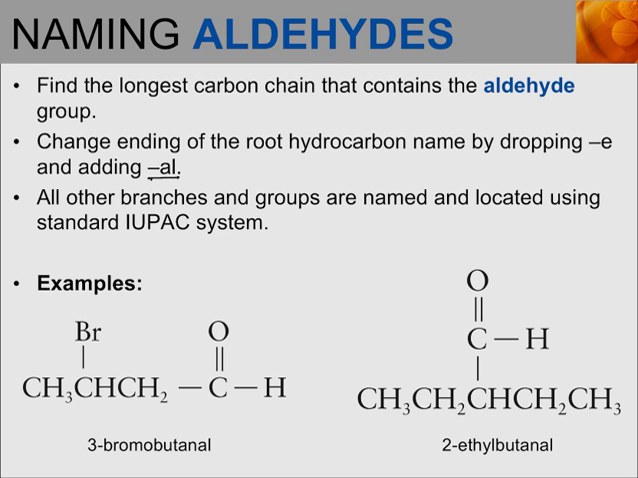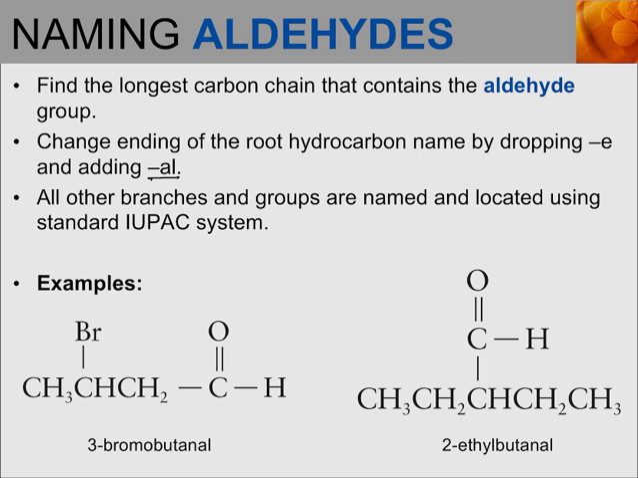Now, all other branches and groups are named and located using that standard IUPAC system that we've talked about before. So you'll just treat all of the other groups as we normally would. You're going to name the group as methyl, ethyl, propyl, etc. And then you're going to list a number to give it a location on the chain. So let's look down below.